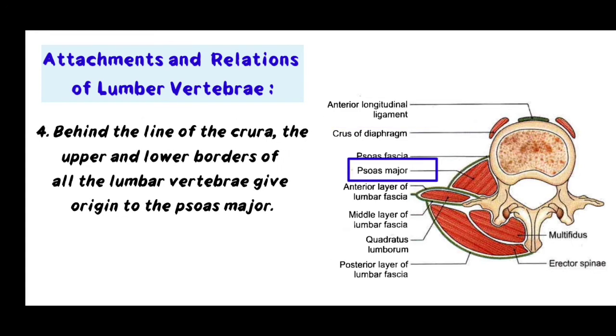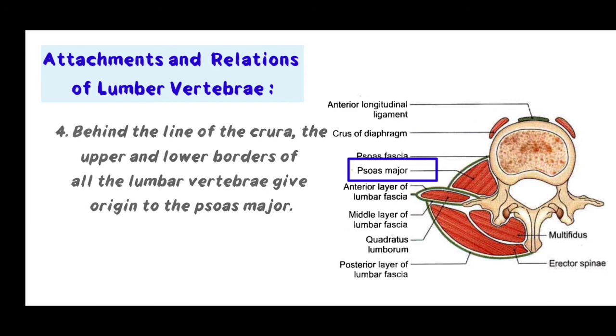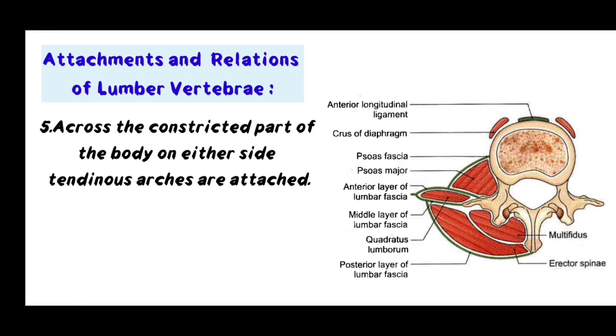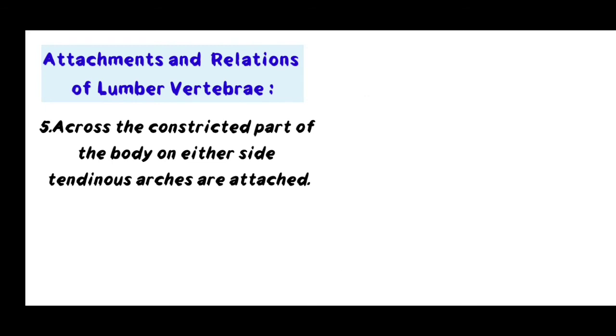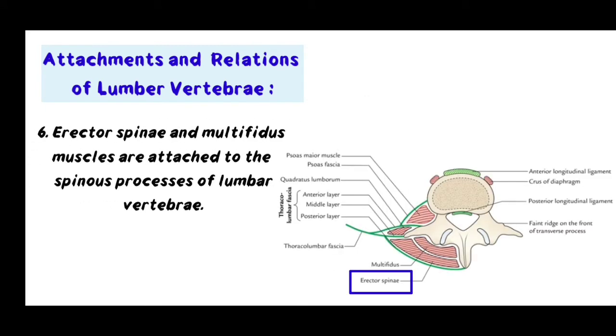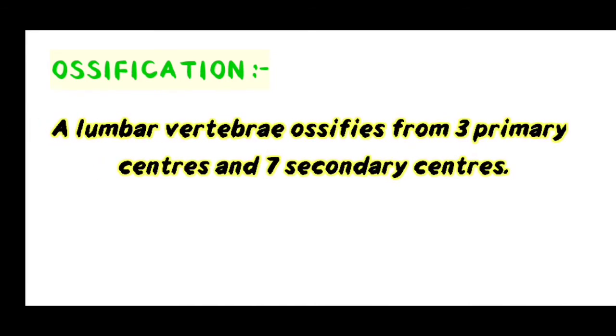Behind the line of the crura, the upper and lower borders of all the lumbar vertebrae give origin to the psoas major. Across the constricted part of the body on either side, tendinous arches are attached. Erector spinae and multifidus muscles are attached to the spinous processes of lumbar vertebrae. Ossification: a lumbar vertebra ossifies from 3 primary centers and 7 secondary centers.